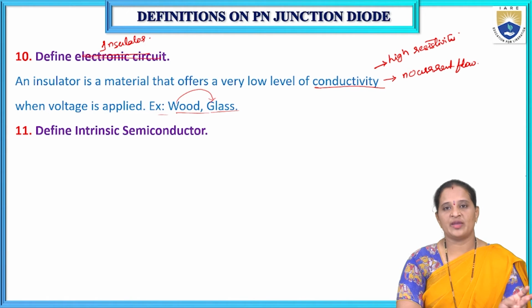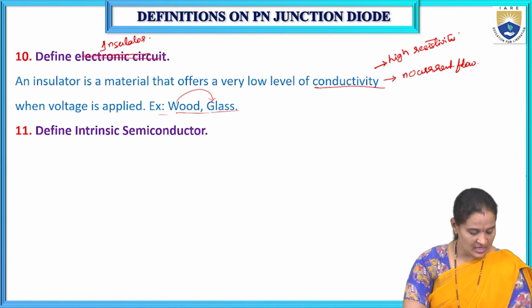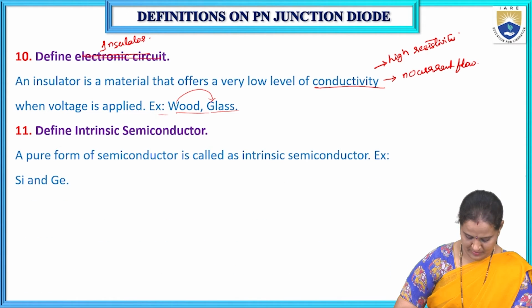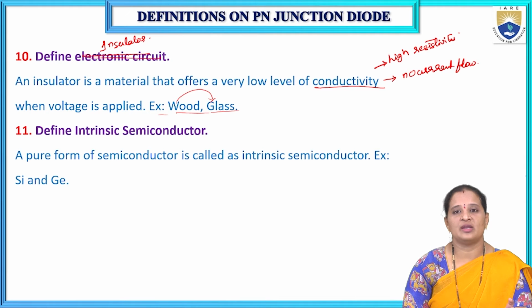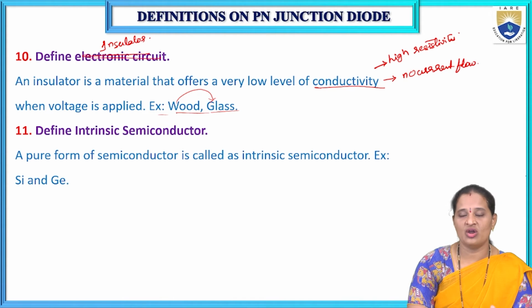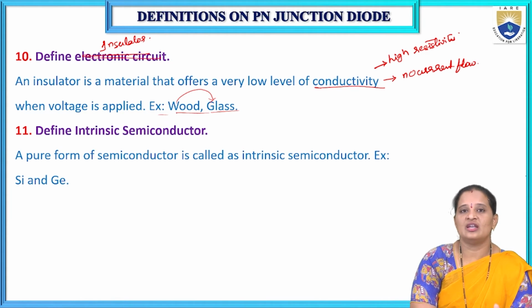Again, we have two types of semiconductors. We can classify the semiconductors into two types: intrinsic semiconductor and extrinsic semiconductor. What do you mean by intrinsic semiconductor? The pure form of semiconductor is called an intrinsic semiconductor, and the examples of intrinsic semiconductors are silicon and germanium. That means in an intrinsic semiconductor, the carrier concentration will be uniform. So that is why it is intrinsic semiconductor.